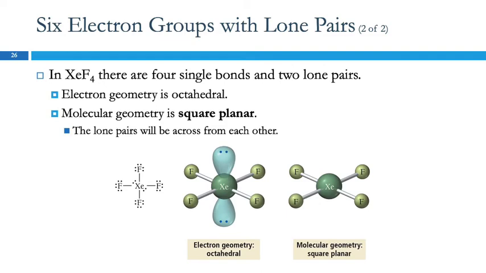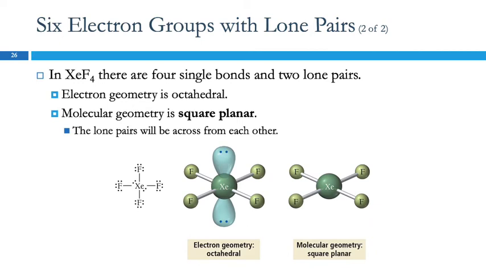Xenon tetrafluoride. Looking at the Lewis structure, we have 6 groups still, but now 2 lone pairs. So lone pairs next to lone pairs is not happy because they're both big and puffy and take up a lot of space. So because of that, the other lone pair will be on the opposite side.